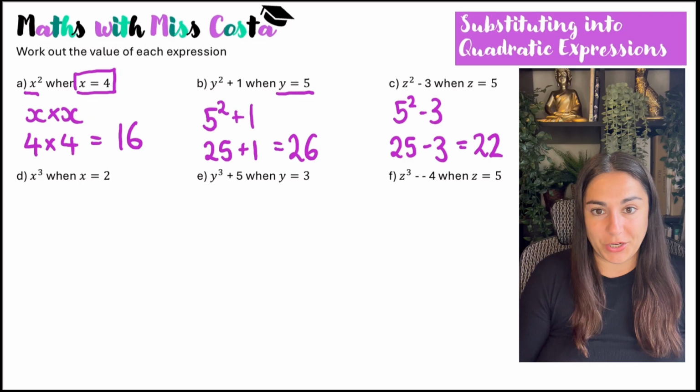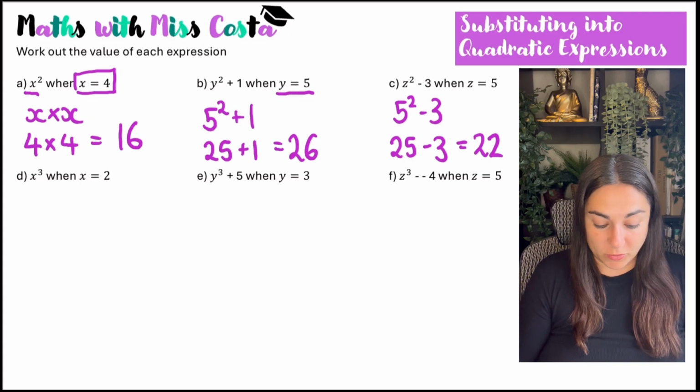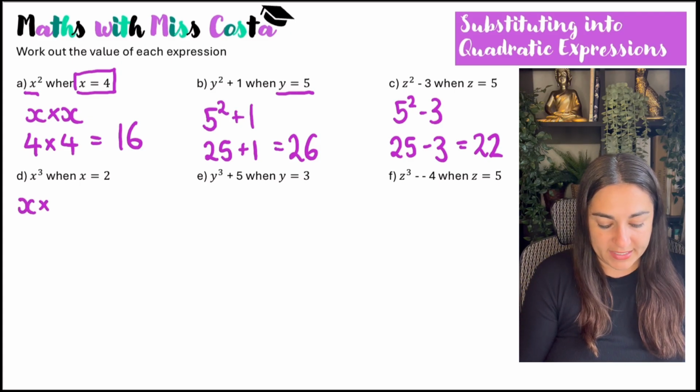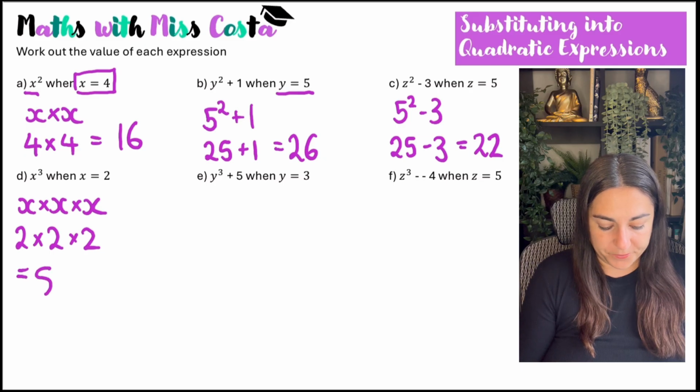Next, I've got x cubed. Remember, a cube number is a number multiplied by itself 3 times. So this means x times x times x. And it's when x is 2. So I'm going to do 2 times 2 times 2, which is 8.